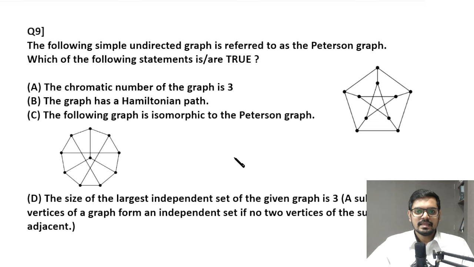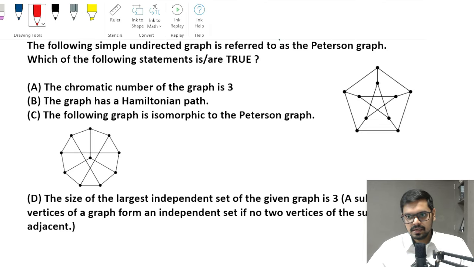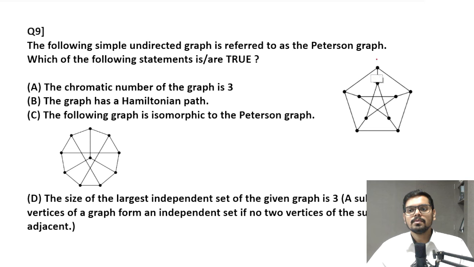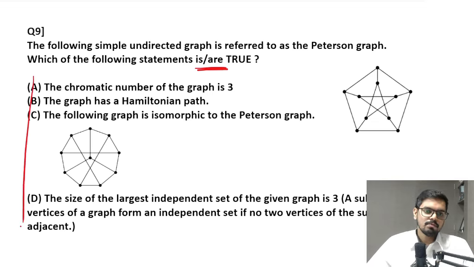Tried? It's an MSQ. The following simple undirected graph is referred to as Petersen's graph. I know you will say it should be E, but the GATE examiner is like son of Peter. So jokes apart, actually it should be E. That is the GATE examiner's mistake. Nevertheless, which of the following statements is or are true? One option can be true, more than one can be true. So tell me, what is the answer?